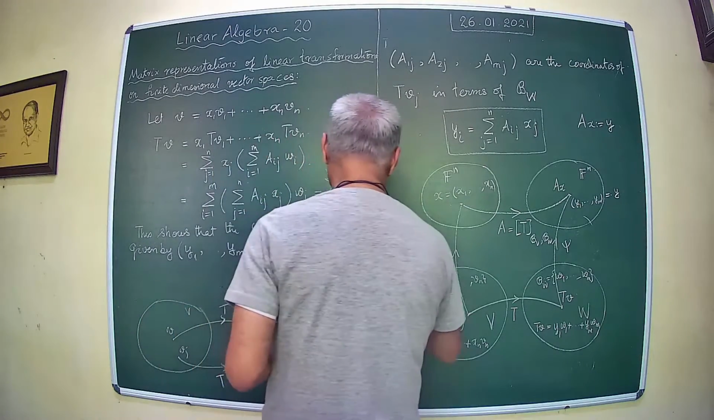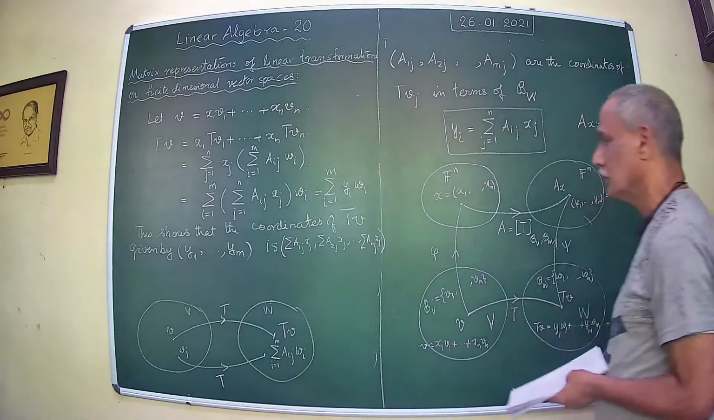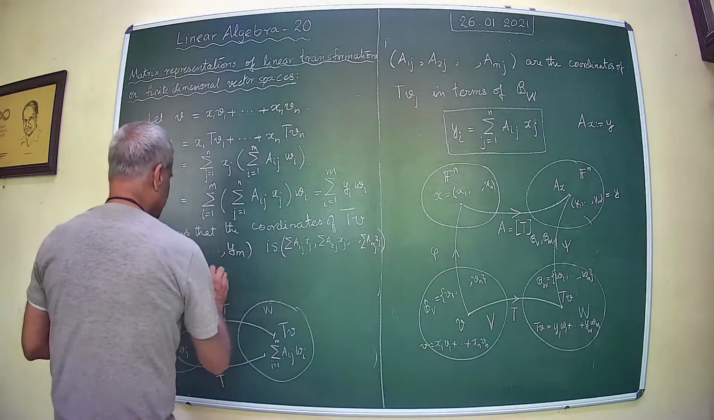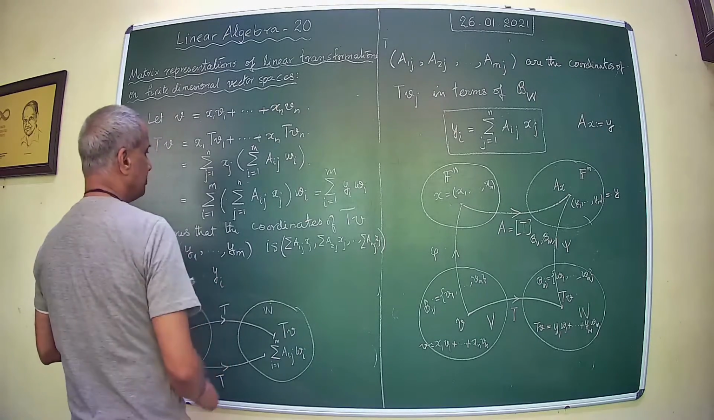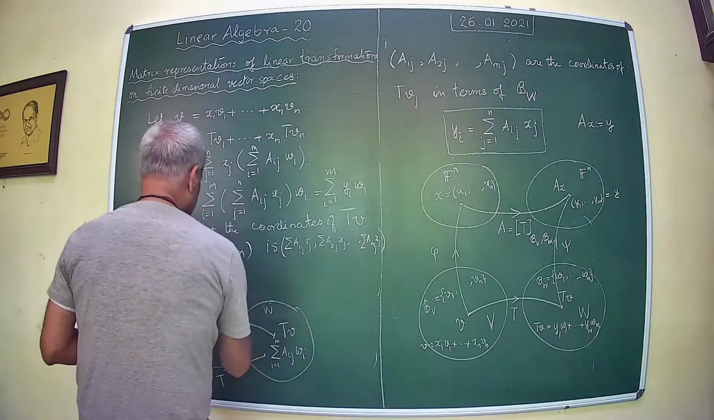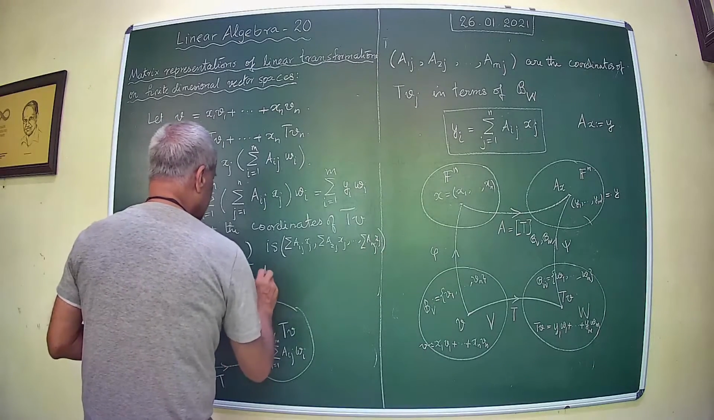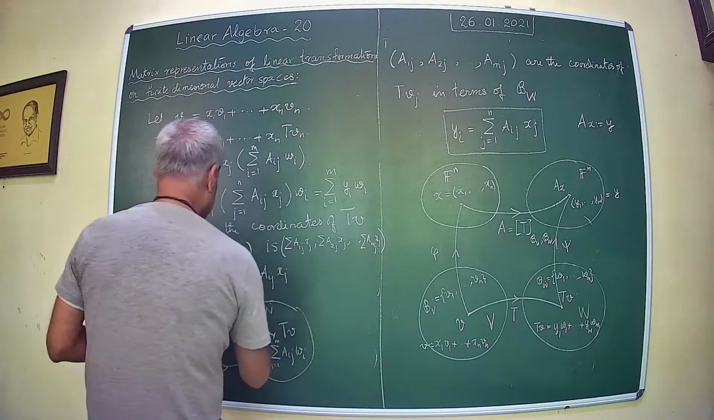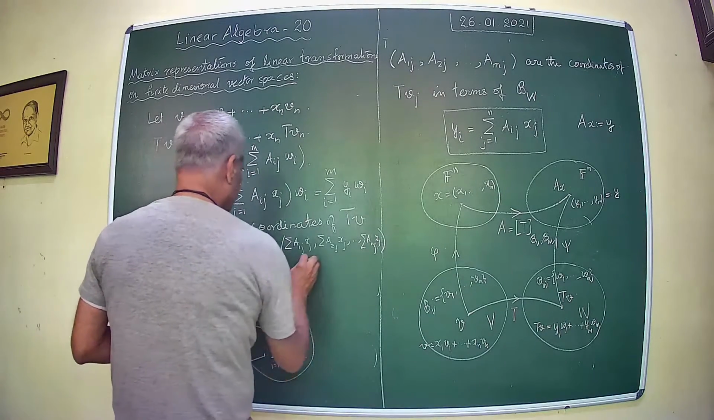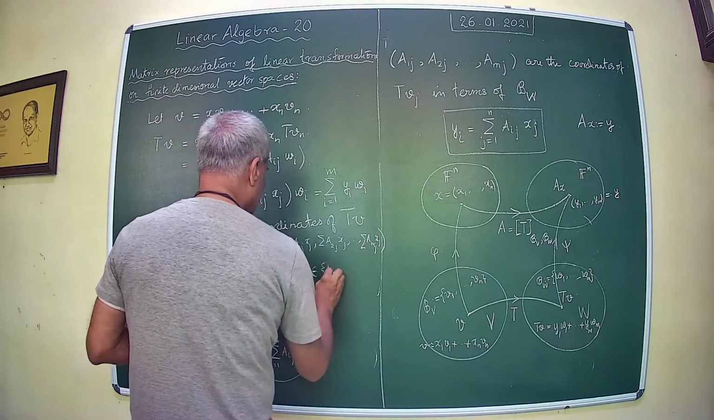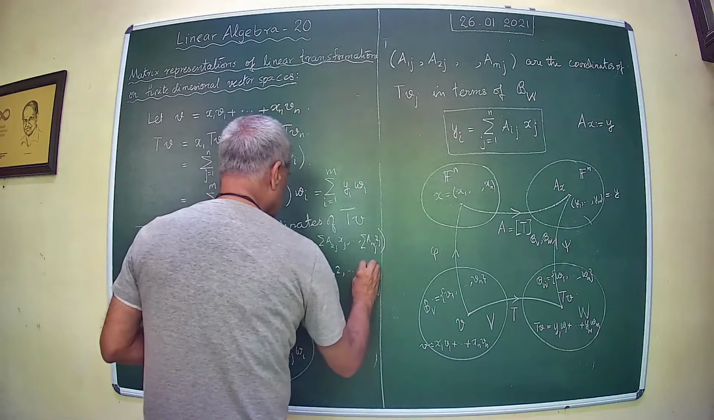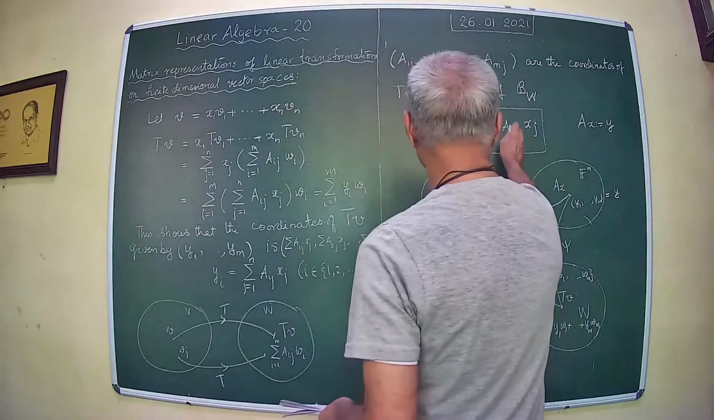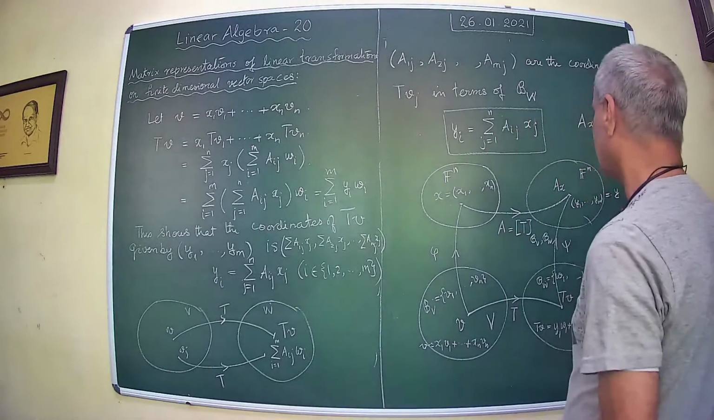By this identification, what we are identifying is that yi equals sigma aij xj, j running from 1 to n. This is the identification that we have made. That's exactly what we have here. Okay.